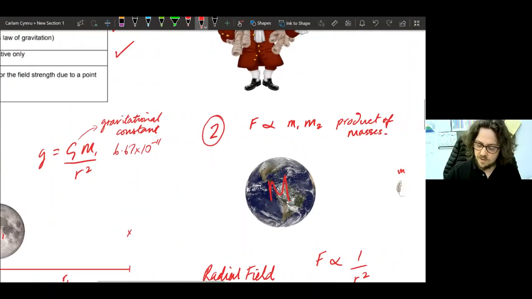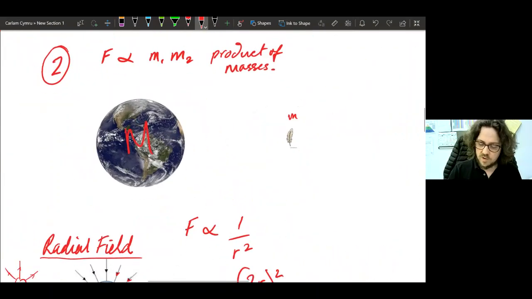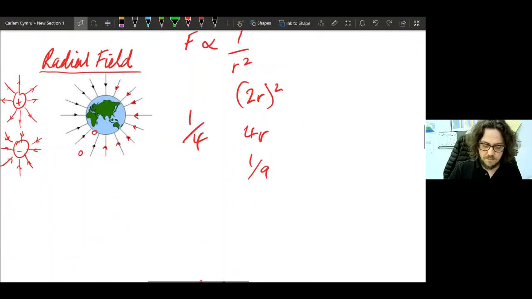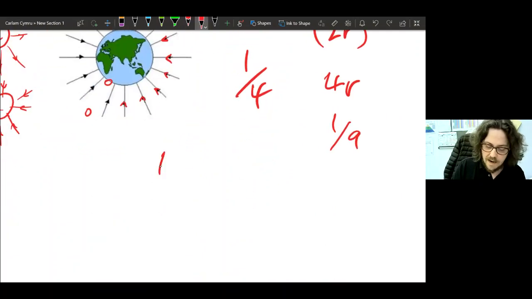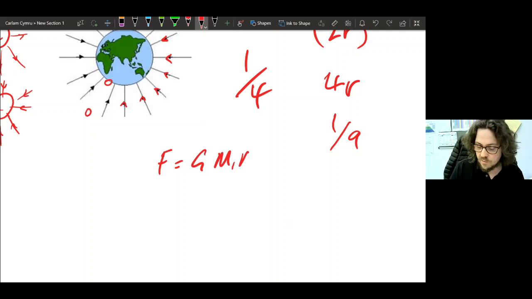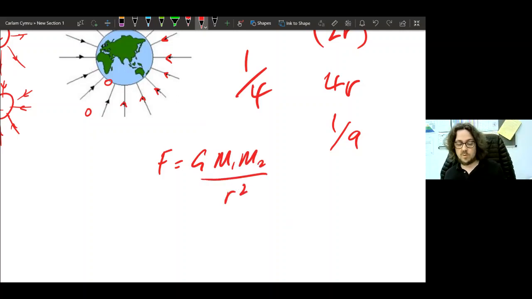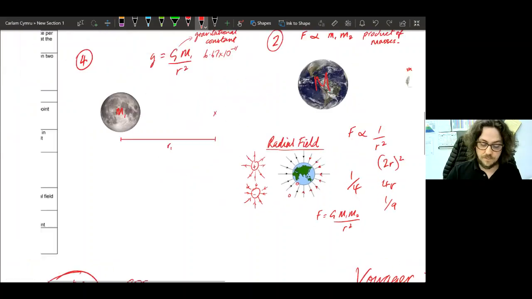Now, I didn't finish this off up here. I just realized, gravitational force, I should have finished off. Sorry, my bad. Can I just go back a second? F is the gravitational constant times the product of two masses divided by R squared. So the force between two objects is given by that formula.